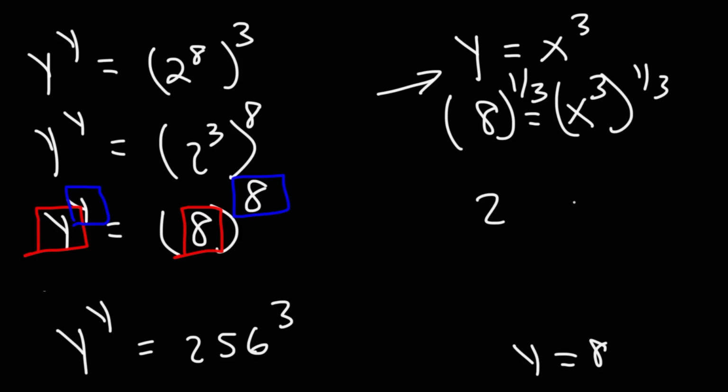So the cube root of 8 is 2, and the cube root of x cubed, 3 times 1/3 is 1, so we just get x to the first power, or simply x. So the answer is x is equal to 2.